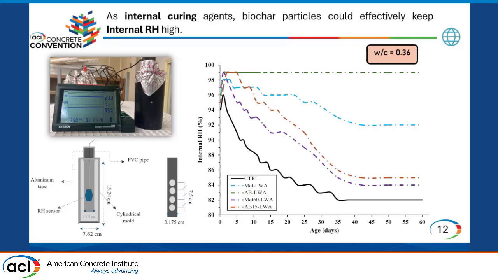And what we get out of this, here you can see a graph showing the internal relative humidity as a function of age. Compared to the control mix, which again has no biochar, and was all normal weight sand, we could see that using, more specifically, unground biochar would help us keep internal relative humidity high. In case of using American biochar as lightweight aggregate, we could see that even after 60 days, we are keeping IRH as high as 99%. And also we could see here that using ground form of biochar will somehow adversely affect the internal curing capabilities of biochar, because probably it's harder for the cementitious mixture to draw water from those smaller particles.